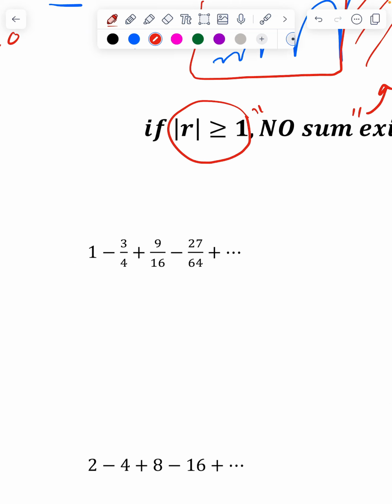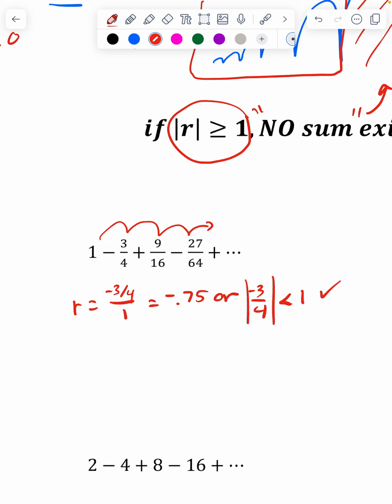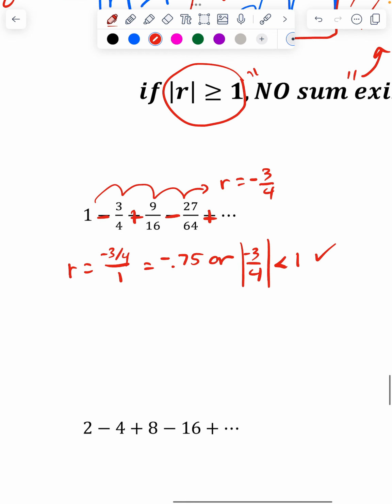Here, I have to actually figure out the ratio. Keep in mind, you can always find the ratio by taking any term divided by the term in front of it. And in this one, I'm getting negative 0.75, or you can think of it as negative 3/4. So my R, if I take the absolute value, is less than 1, so that's a check. If I test it out on my calculator, I am indeed multiplying each one by a negative 3/4, because see how it's going minus, plus, minus, plus. So that always tells you you have a negative R. And dot, dot, dot is telling you it's going to go on forever.